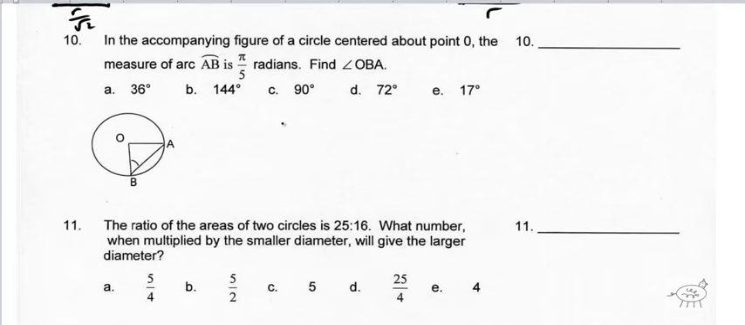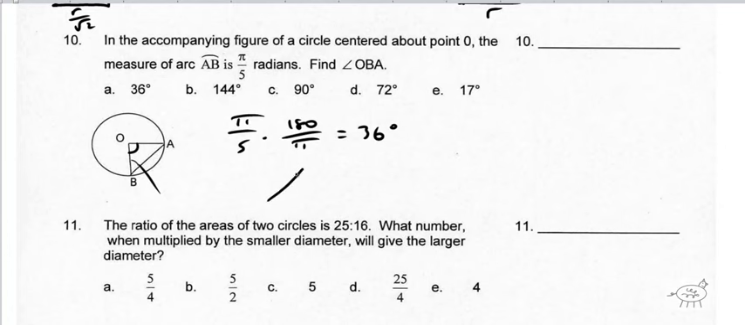Okay, number 10, in the accompanying figure of a circle centered about point O, the measure of the arc AB is pi over 5 radians. Find OBA. So that angle marked right there. Well, AB is pi over 5 radians, and I would convert that into degrees. I think it just makes sense. So if you guys remember, pi over 5 times 180 over pi, and that gives you 36 degrees. That's what that arc is, 36 degrees. And basically, so this is 36 degrees.